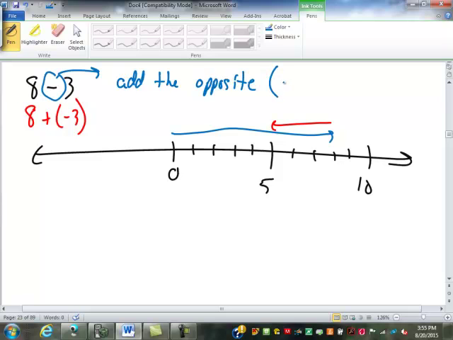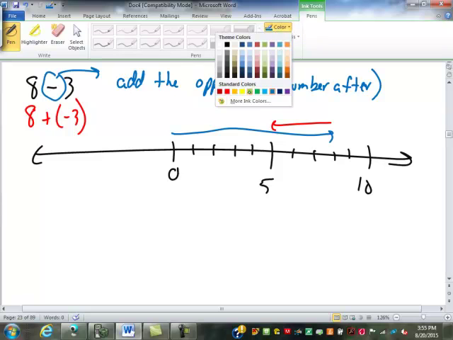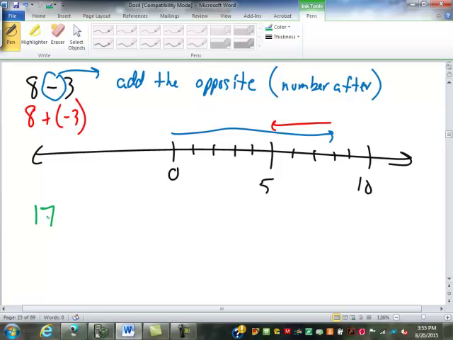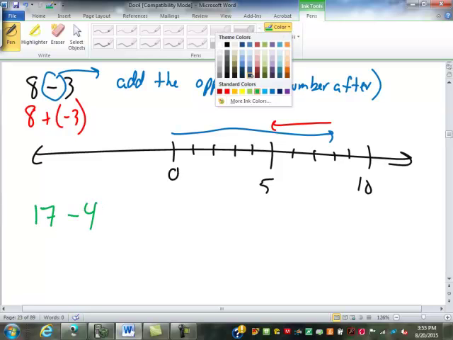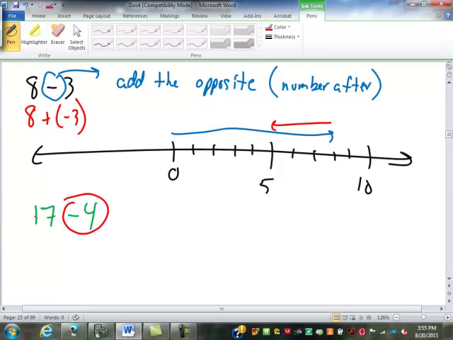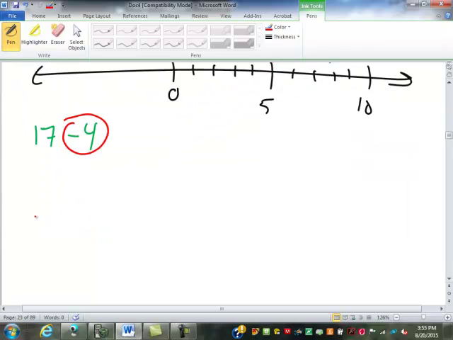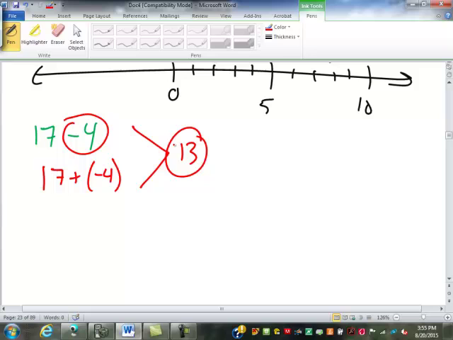Now it always works with the number after it. So what does that mean? If I have 17 minus 4, the subtraction sign works with the 4, the number after it. And it is telling me, instead of subtracting 4, to add the opposite of 4. What's the opposite of 4? Negative 4. So 17 minus 4 is the same as 17 plus a negative 4. Either one of them will give us 13 as an answer.